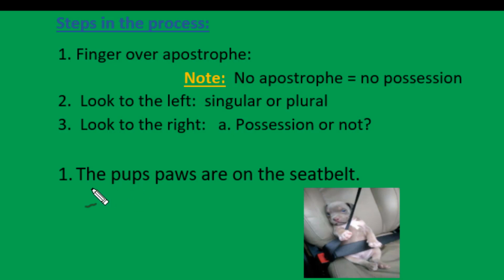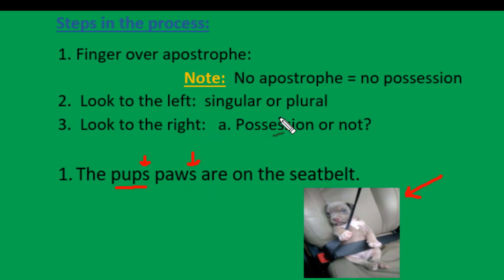Sentence number 1 says, the pup's paws are on the seat belt. Here's the picture of a cute puppy sitting in the back seat of my car. The pups paws. First things first, if we don't have an apostrophe, we have to ask ourselves, here's the word that's in question with the apostrophe S. Do we have to put one in here or not? Here's an S too, do we have to put an apostrophe S in here or not?